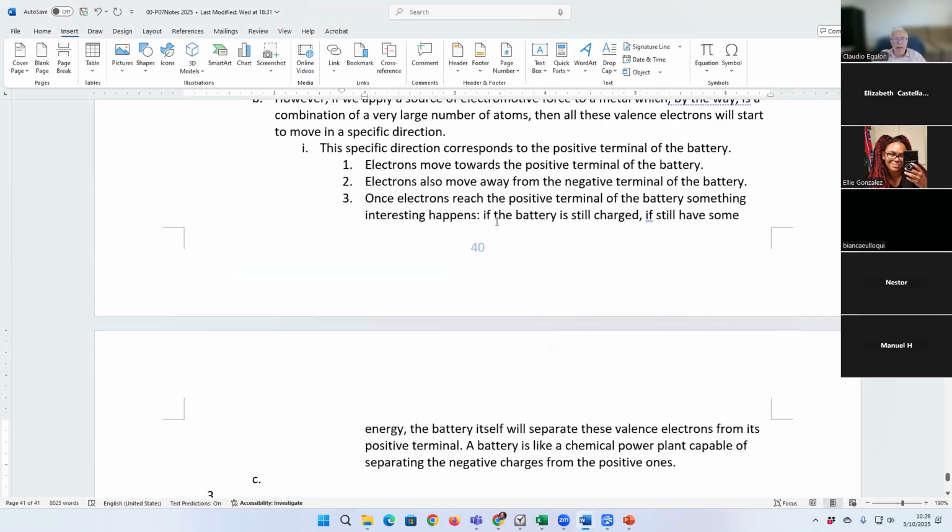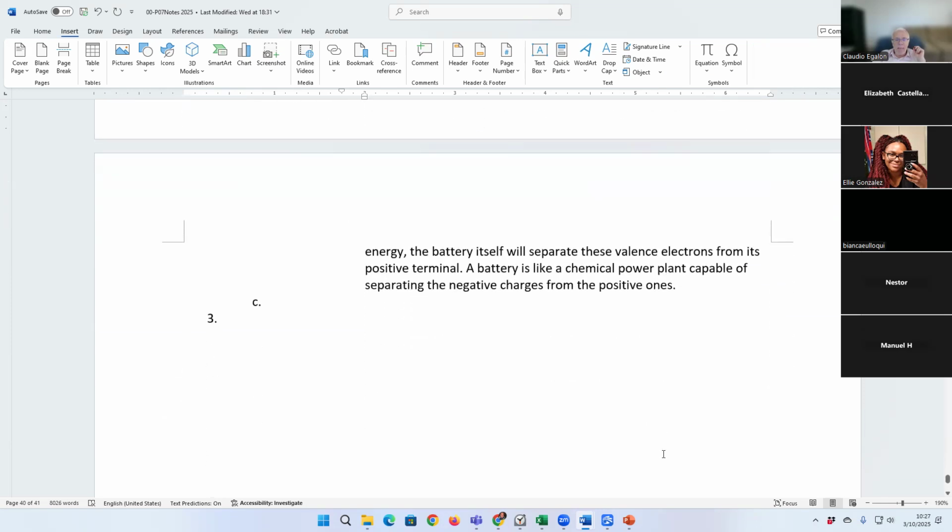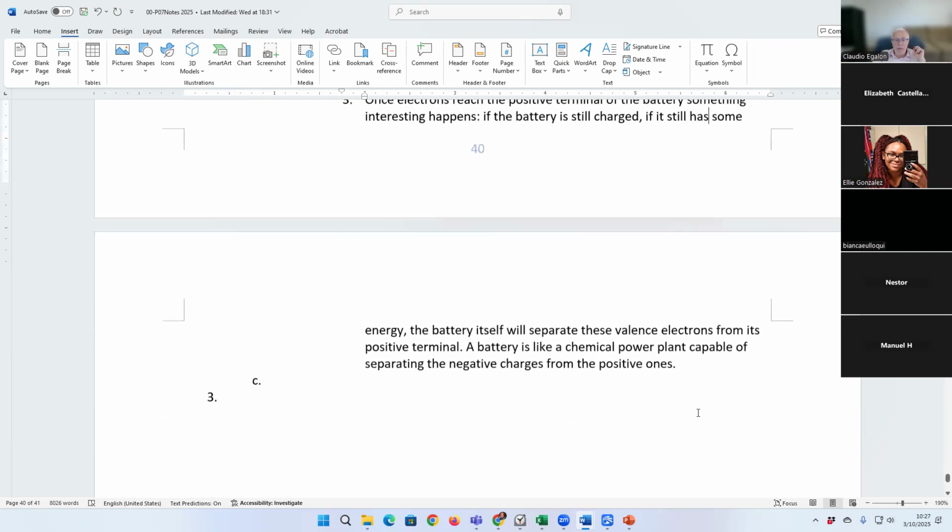Once electrons reach the positive terminal of the battery, something interesting happens. If the battery is still charged, if it still has some energy, the battery itself will separate these valence electrons from its positive terminal. A battery is just like a chemical power plant capable of separating the negative charges from the positive ones.